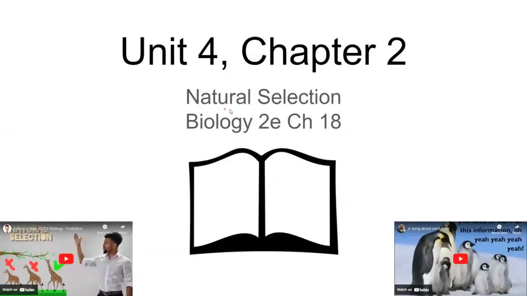Hi everyone, welcome to Unit 4, Chapter 2, where we will be going over natural selection. This is a continuation of our discussion on the theory of evolution from last week. Last week we talked about populations as a whole and how they are going to change over time. Now we're going to be talking about what is the mechanism of that change, which is natural selection.